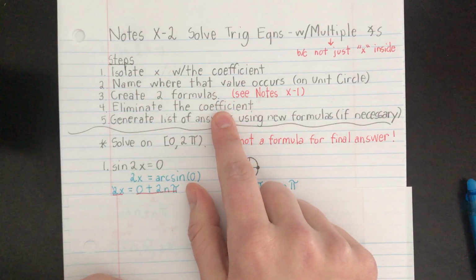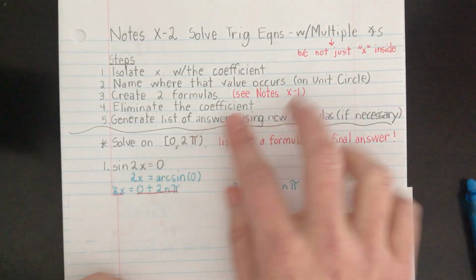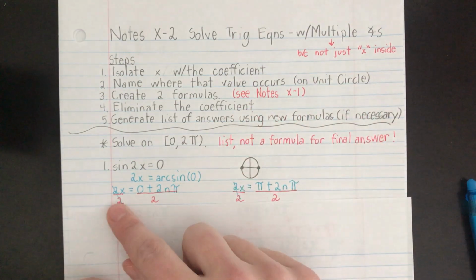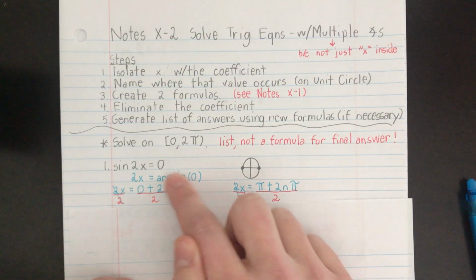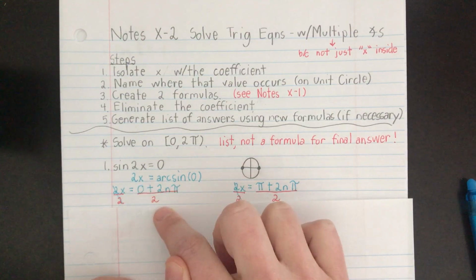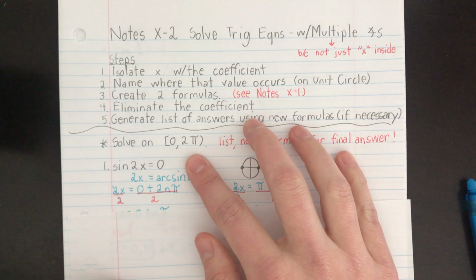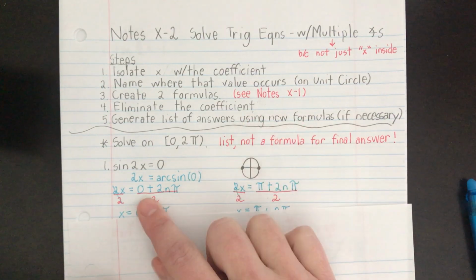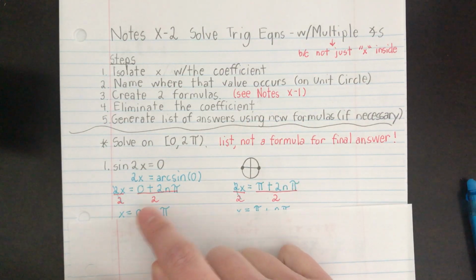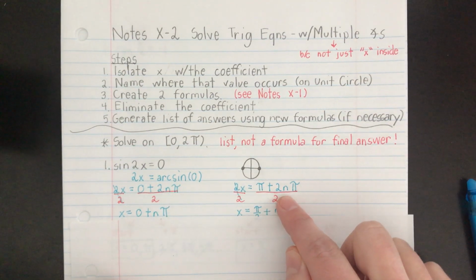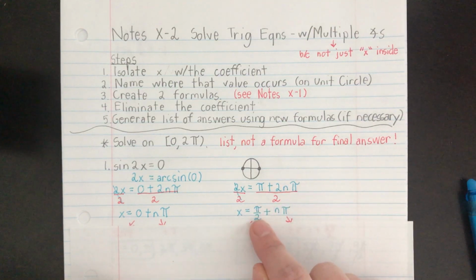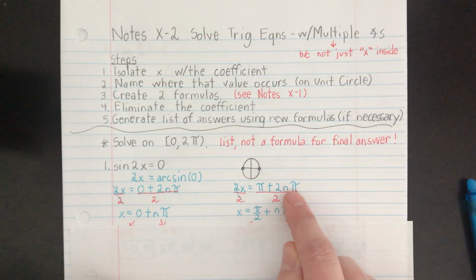Then you eliminate the coefficient. So I get rid of the 2 in front by dividing both sides by 2. I divide the left, I divide the right, I divide the left, I divide the right. Just make sure you share the love over here. Divide both terms by 2. So on the left, you'd have x equals 0 divided by 2 is 0, 2n pi divided by 2 is just n pi. And on this side, x equals pi divided by 2, which is pi over 2, plus 2n pi divided by 2 would be n pi.